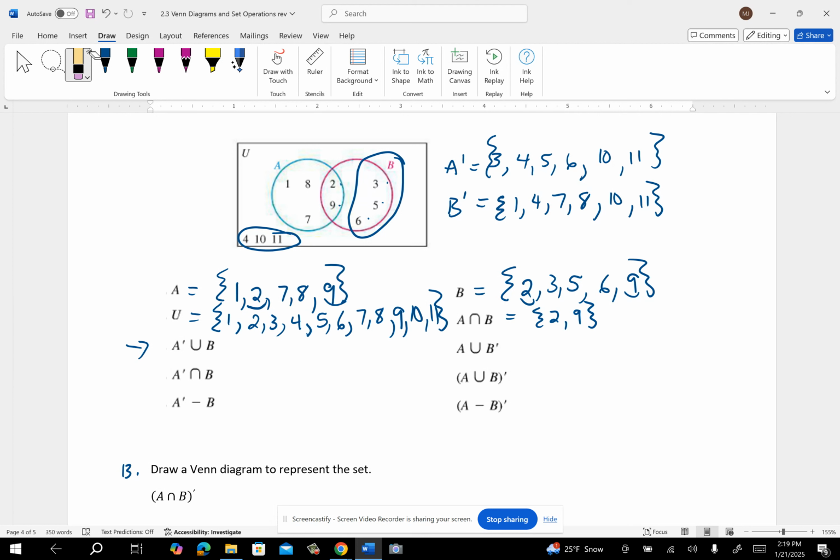Let me get rid of that B. I don't want the B included. So these elements here and those elements, that's what I've listed there. But if I was trying to do it without the list, I could look at that.